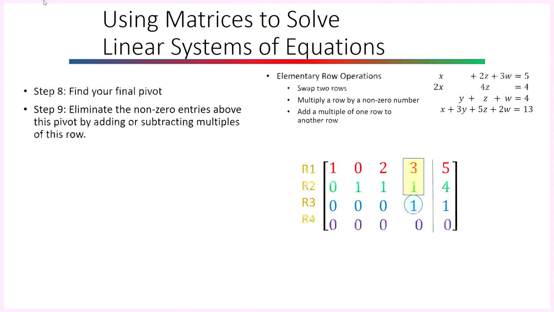First, we'll subtract off row 3 from row 2. Then we will subtract off row 3 times row 3 from row 1. This now gives us zeros above the pivot, and it is time to move to our next pivot. If we look at the entries above this pivot, we can see that they're already zero. So there's nothing left for us to do. We've now solved this system of equations.